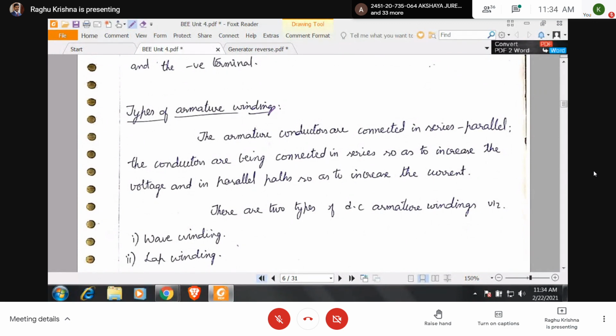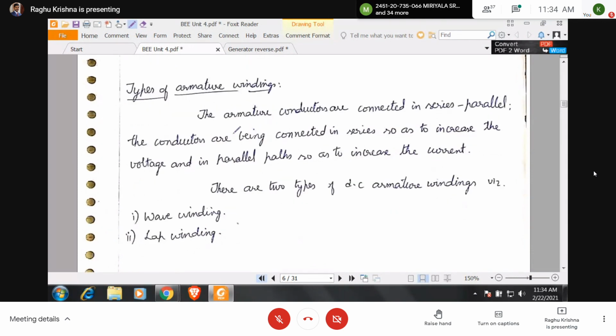Next, as I told you, the conductors are connected in series and parallel combination. Based upon that, the windings are of two types. So let us take types of armature winding. The armature conductors are connected in series combination and parallel combination. The conductors are connected in series so as to increase the voltage, and in parallel paths so as to increase the current.